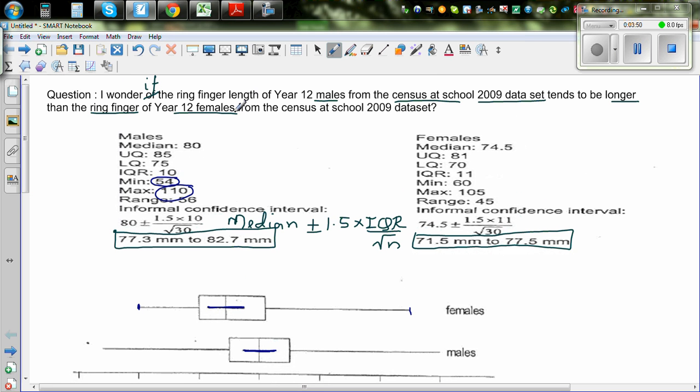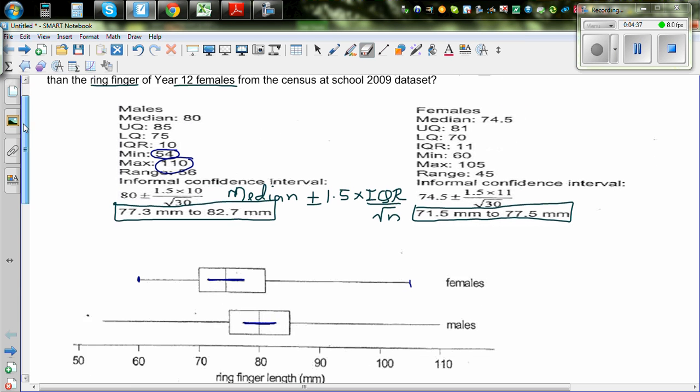we want to answer this question, whether the males have greater ring finger length. So you can start with a hypothesis and say, I think males would have longer ring finger length because they tend to be longer. Males are longer than females. That's a hypothesis. Now, you can't rest on your hypothesis until you prove it with your stats. You can say, well, year 12 boys who are around 16 or 17 years old are taller than females, so their ring finger length can be longer. That can be your assumption, and this is your stats.